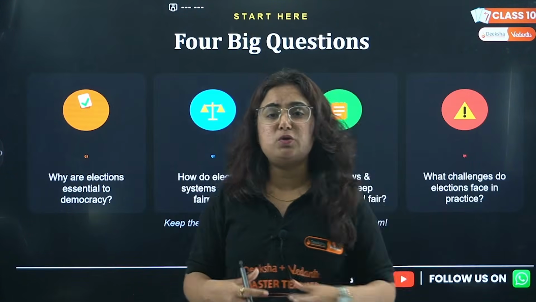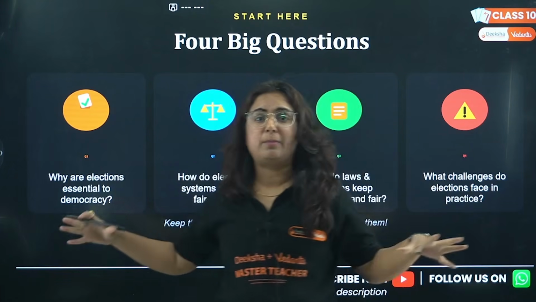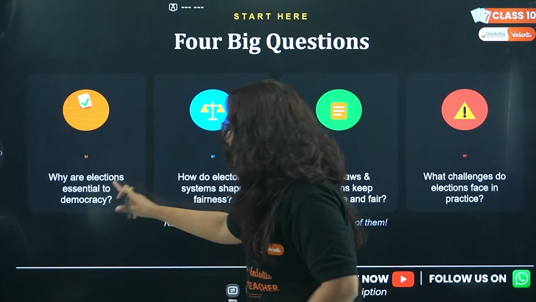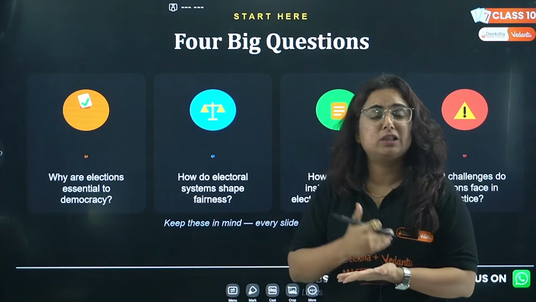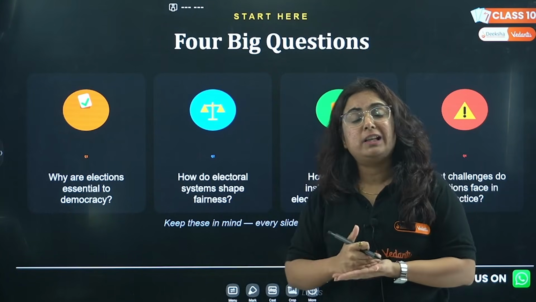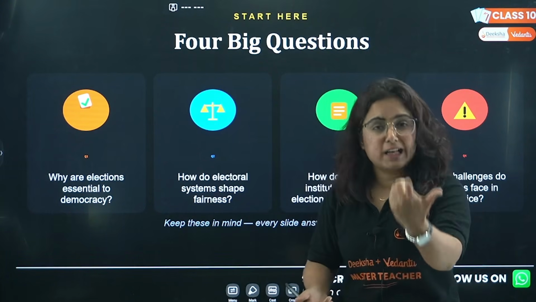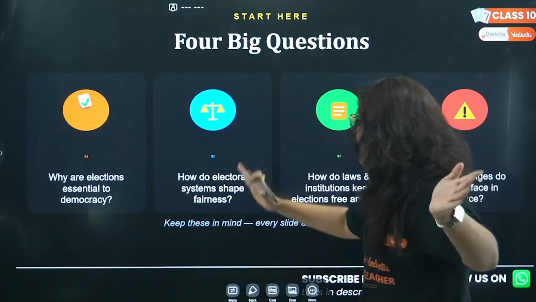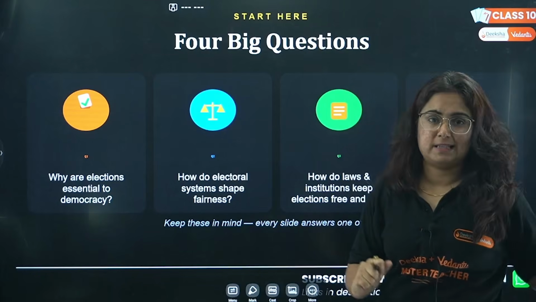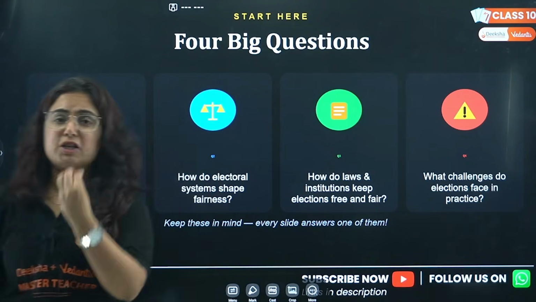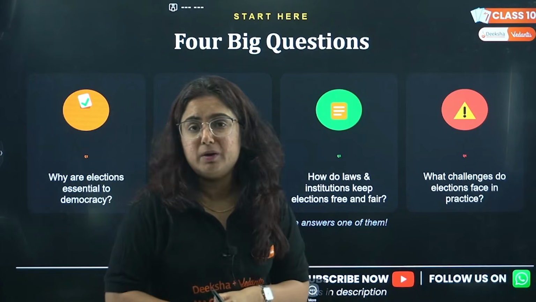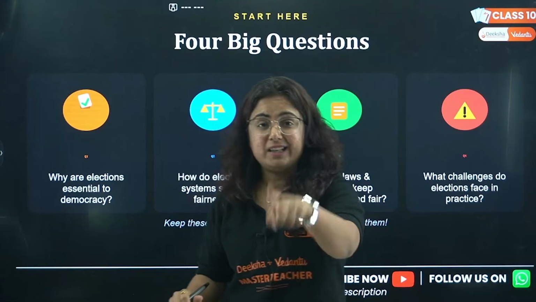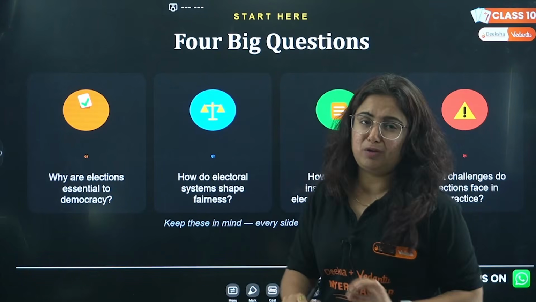There are certain questions which we are going to deal with in this entire chapter. Why are elections essential for democracy? The first and important thing, actually: why we are talking about election, why we are studying about election, and why they are important. The next is, if it is important, how do electoral systems shape fairness? Obviously, the election system that we follow in India might not be followed by other countries in the world. So what are those systems? Why it is fair and why it is not fair is something we are going to talk about today.